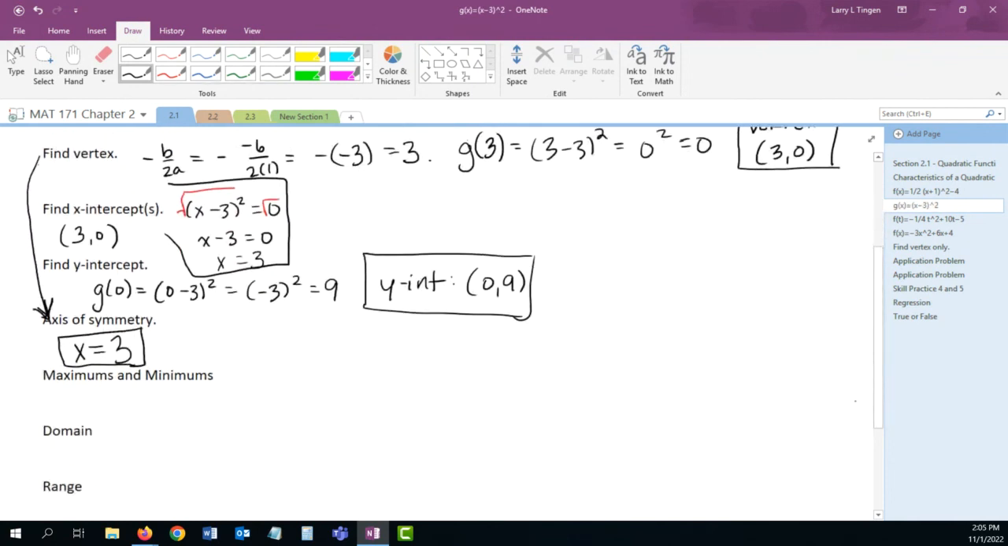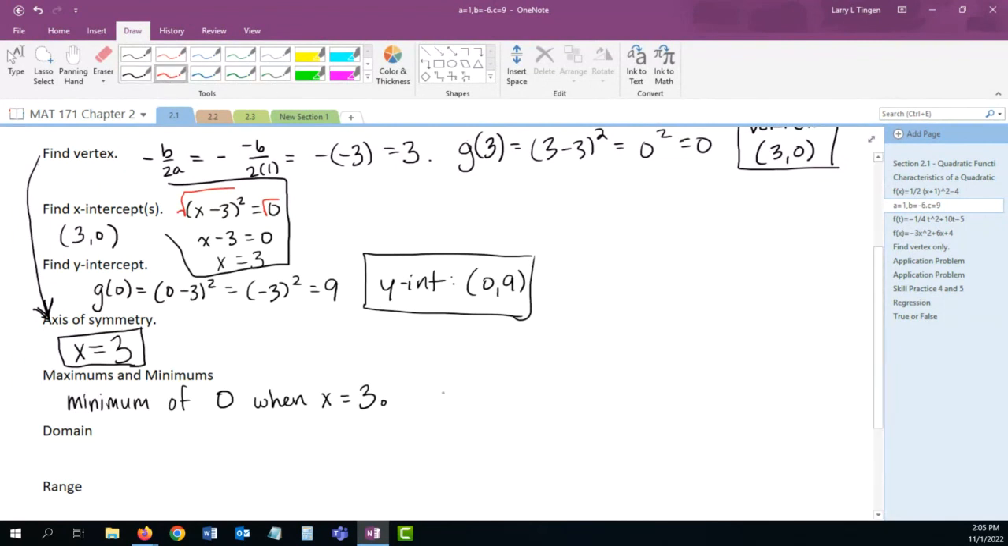I already found the axis of symmetry as soon as I got the vertex. And now, do I have maxes and mins? What have I got? I'm a parabola, I'm opening up. So that means I'm looking at a minimum, and I already know the answer here. This is a minimum of my vertex, which was (3, 0). So it's a minimum of 0 when x equals 3.